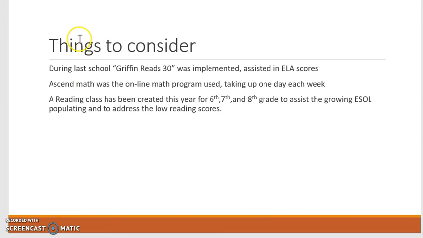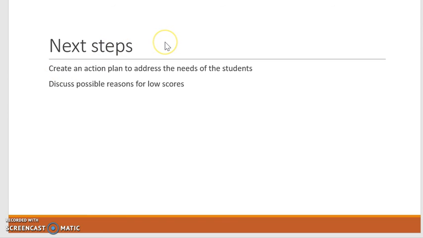Things to consider when we're looking at this data is that during the last year, Griffin Read 30 was implemented, so students would read 30 minutes each day before school started, assisting ELA scores. Ascend Math was the online math program that took up 1 day each week, focused on remedial skills rather than pushing the current content. And reading classes were created for the 6th, 7th, and 8th grade this year to assist the growing ESL population and address low reading scores. The next steps would be to create an action plan that addresses the needs of the students and discuss the possible reasons for the low scores.